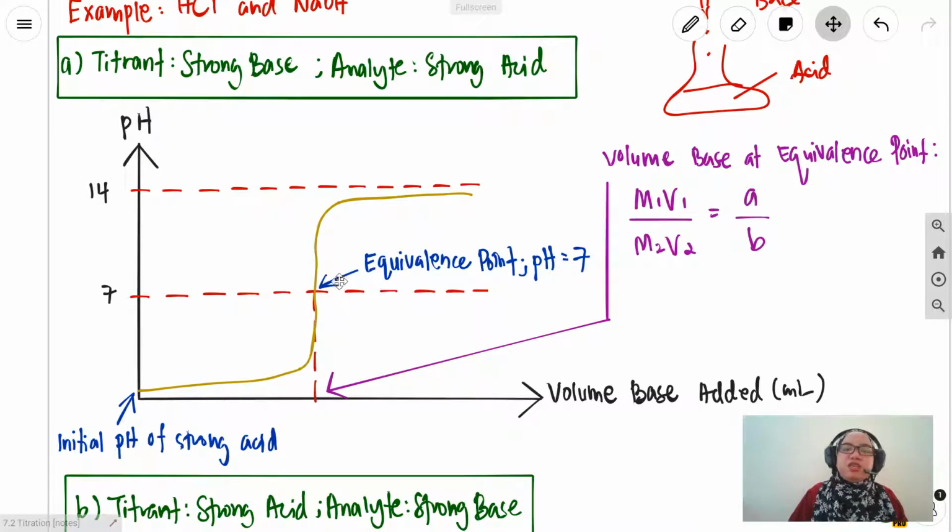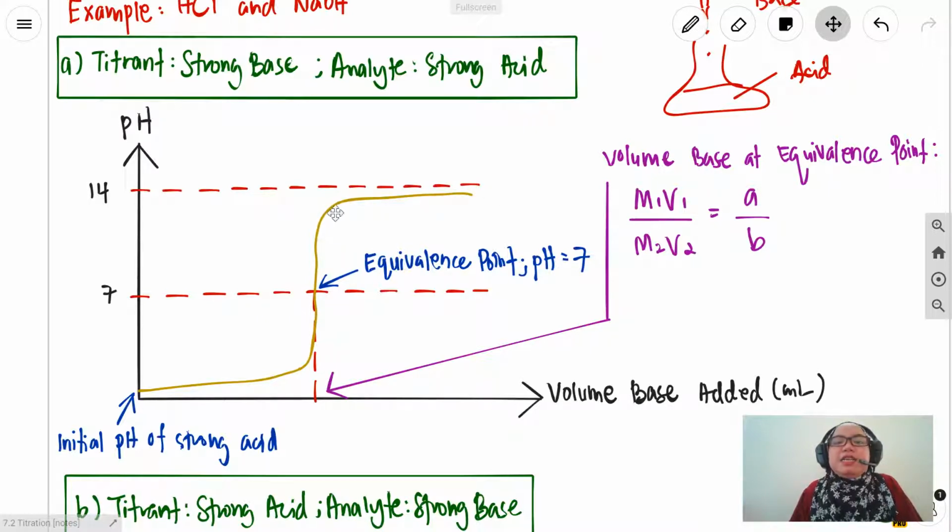So when the reaction is between the strong base and strong acid, the equivalence point is pH equals to 7. Okay, so sekarang kita dah dekat point sini. So dekat point sini, the pH will rise slowly until the base completely dissociates. Okay, so dekat sini dia dah reach end point.